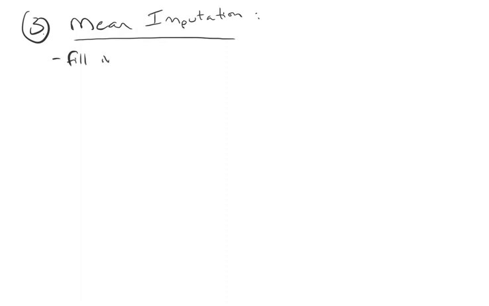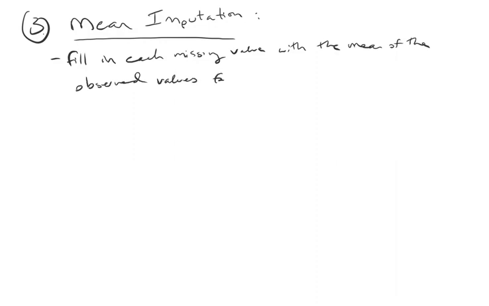We're going to fill in each missing value with the mean of the observed values for that variable. So for example, for the age and education example, anytime anybody's missing education, I'm just going to fill in whatever the average education was for people who did answer the question.